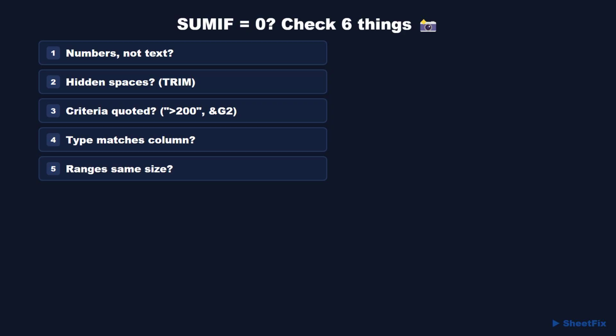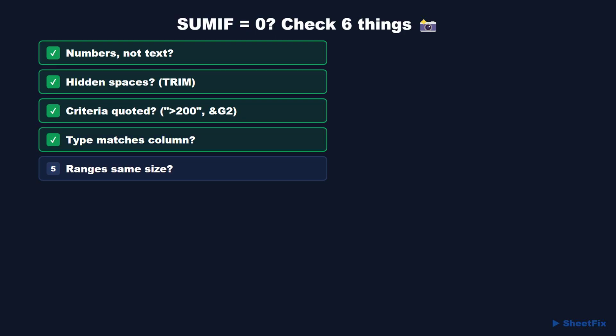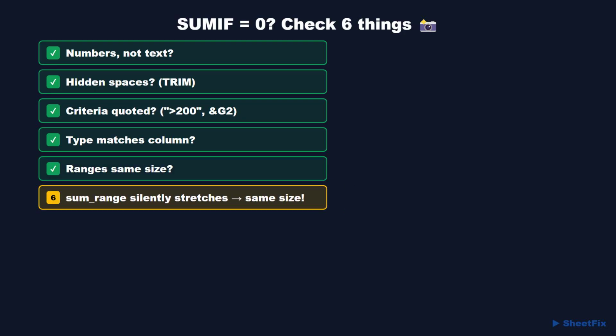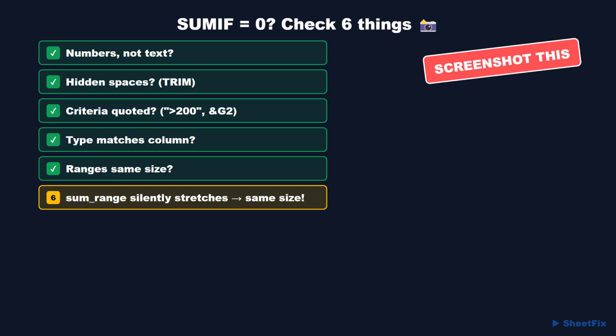So the big question, how many of the 6 were you actually guilty of? Drop your number in the comments, and if it was 3 or more, you are exactly who I made this for. Here is the whole map, fastest first, so screenshot this now. Amounts stored as text, hidden spaces, criteria written wrong, the type mismatch, ranges that do not line up, and the silent sum range stretch. 6 causes, everyone fixed, in both Excel and Google Sheets, exactly like I promised.